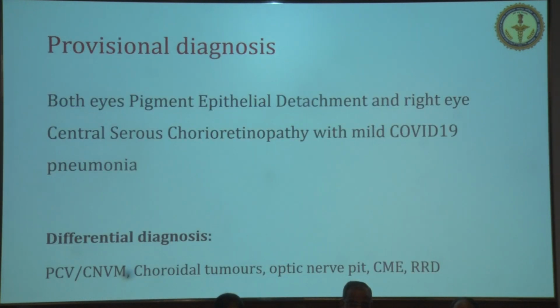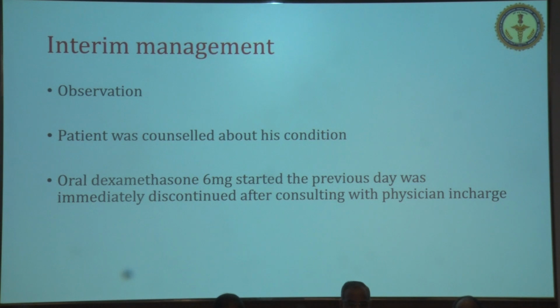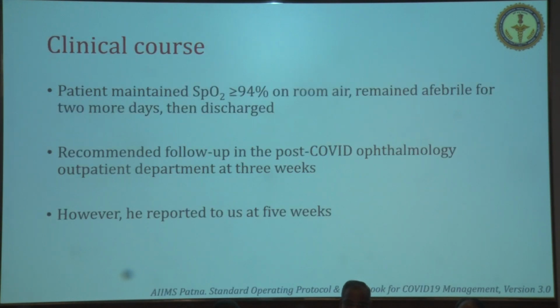So the patient was diagnosed as both eyes pigment epithelial detachment and right central serous chorioretinopathy with mild COVID-19 pneumonia. The differential diagnoses were rather unlikely. He was managed with withdrawal of the oral dexamethasone 6 milligrams started the previous day, in consultation with the physician in charge, and was put on observation and counseled about his condition. The patient was discharged when stable as per protocol after 2 days with recommended follow-up at 3 weeks. However, he reported to us at 5 weeks.